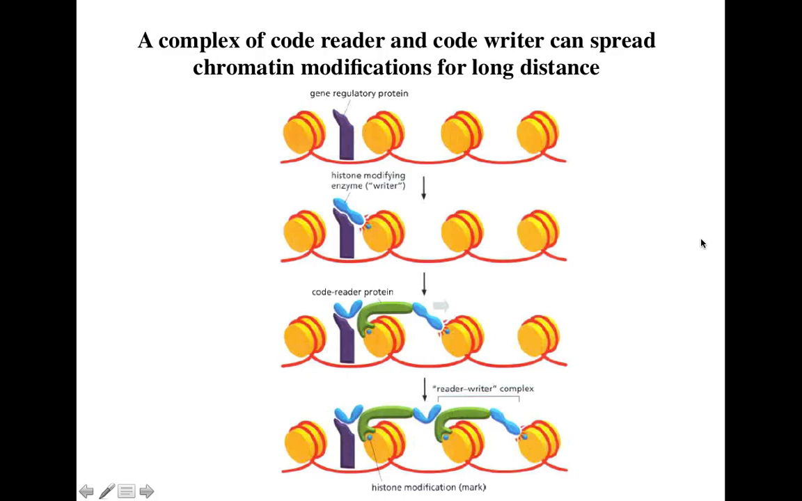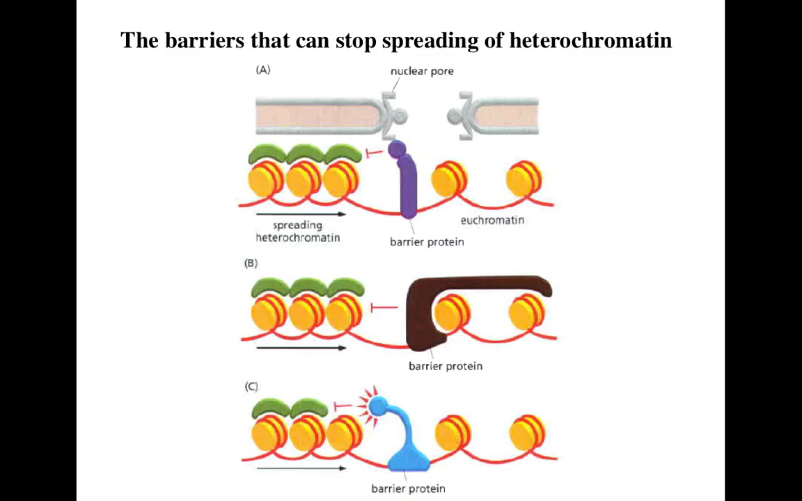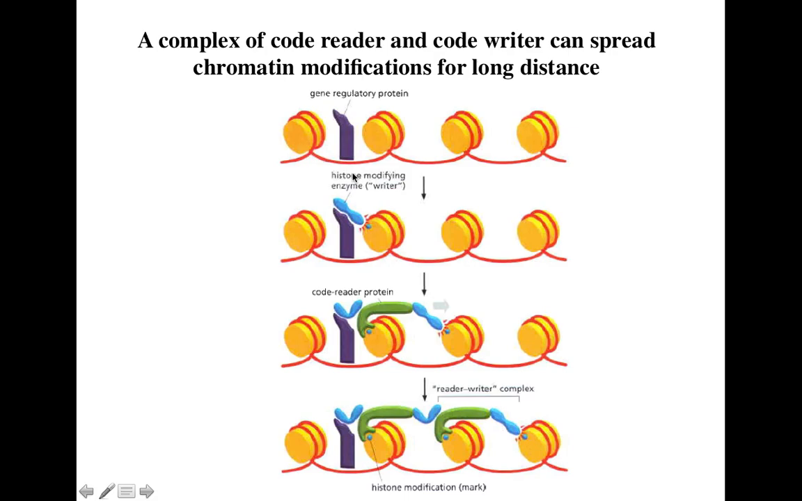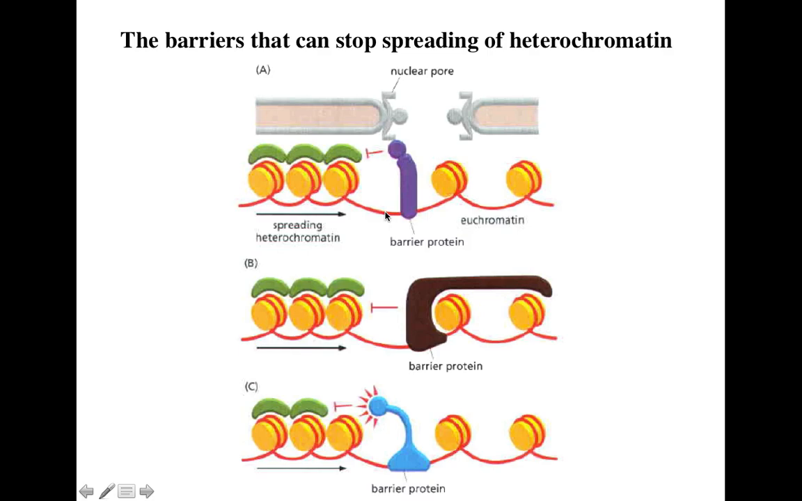At a certain point, in order to carry out this job, there are certain barriers which can stop the spreading of heterochromatin formation. We have discussed it. This was euchromatin, and if this process keeps on working along the nucleosomes, this will convert the entire euchromatin into heterochromatin, and all the genes would ultimately be silenced. But this needs to be stopped. How is this stopped? The chromatin generally has some barriers which protect against this long distance effect of heterochromatin onto the euchromatin. Here are a few examples.